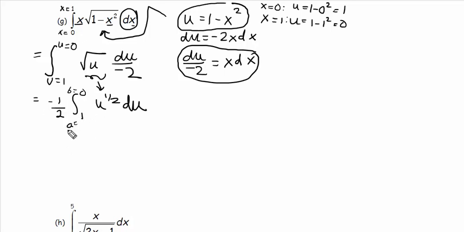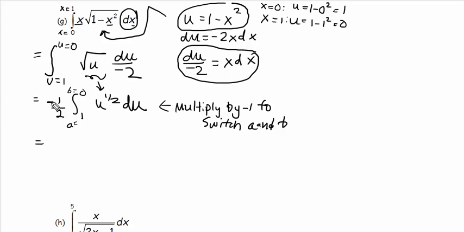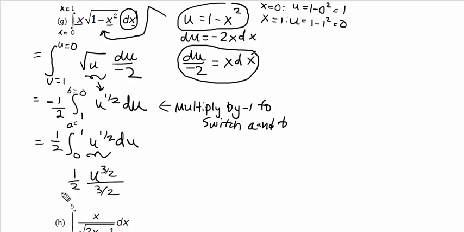So to switch these around, we have to multiply by negative 1. So multiply by negative 1 to switch the a and the b. So that will actually now be a positive 1/2 integral from 0 to 1 of u to the 1/2 du. And then I can find the antiderivative, which is u to the 3/2 over 3/2. So it's 1/2 times u to the 3/2 over 3/2, evaluated from 0 to 1.